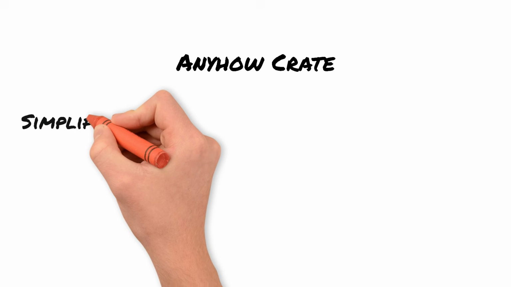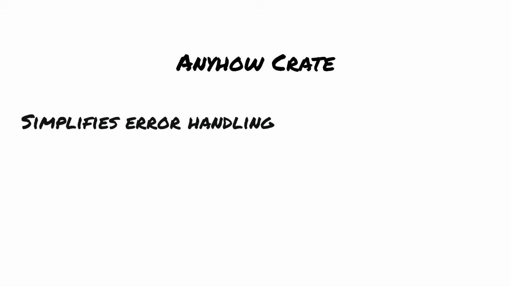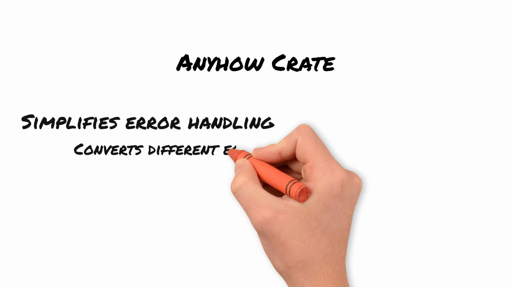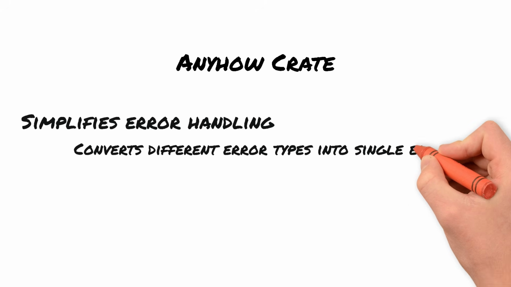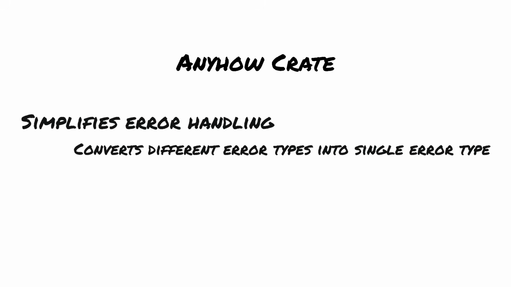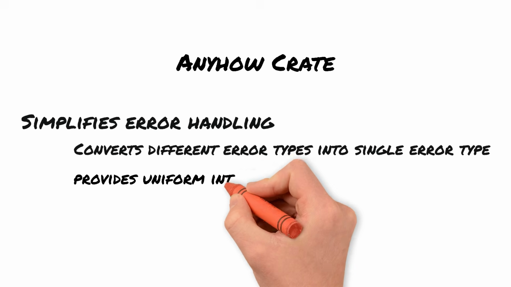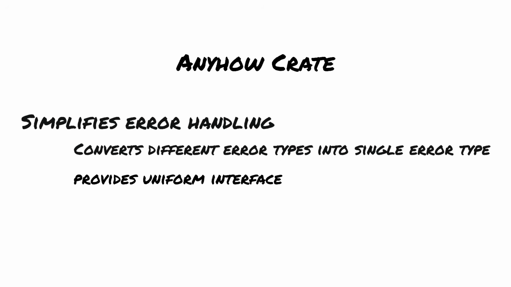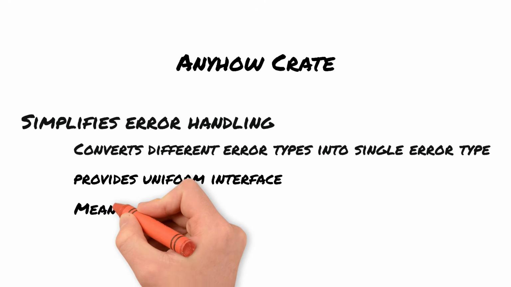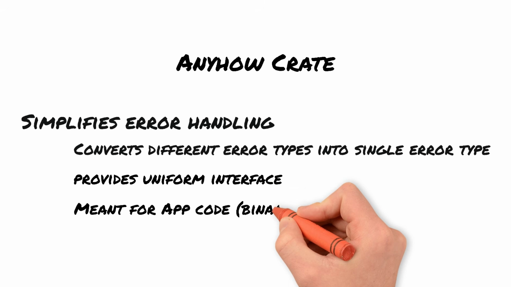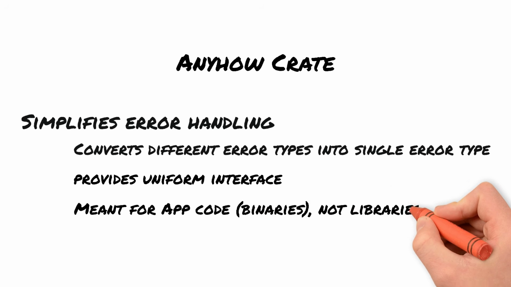The anyhow crate simplifies error handling. It makes error handling easier by providing a single error type that can represent any error that implements the standard error trait. It provides a uniform interface compared to having to handle different error variants individually. You should use it in application code, but not libraries, because it erases the detailed error information.